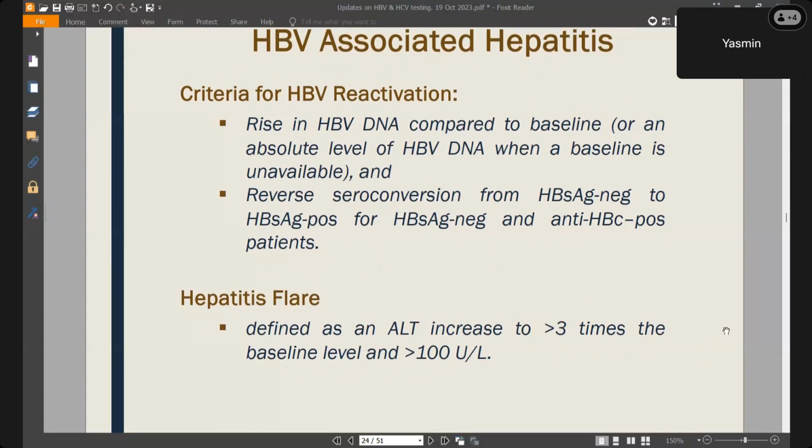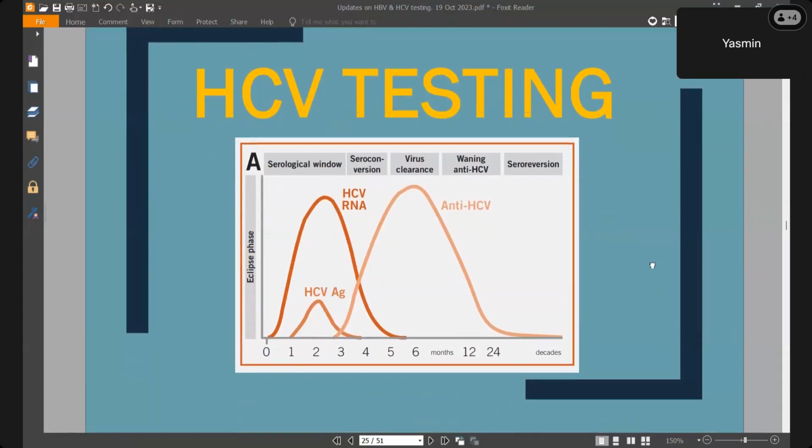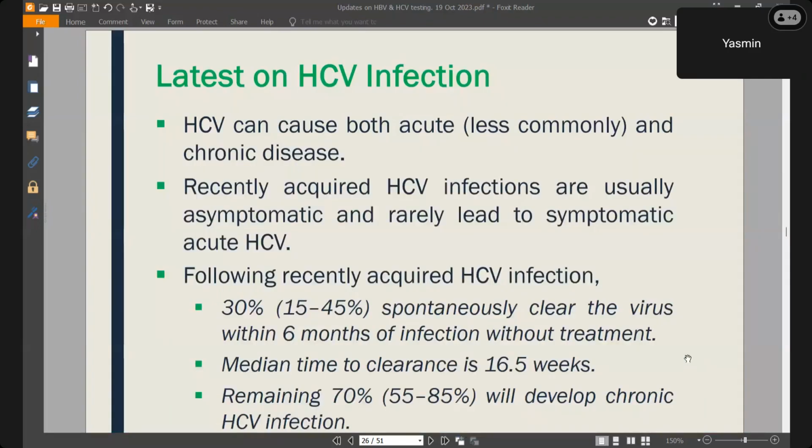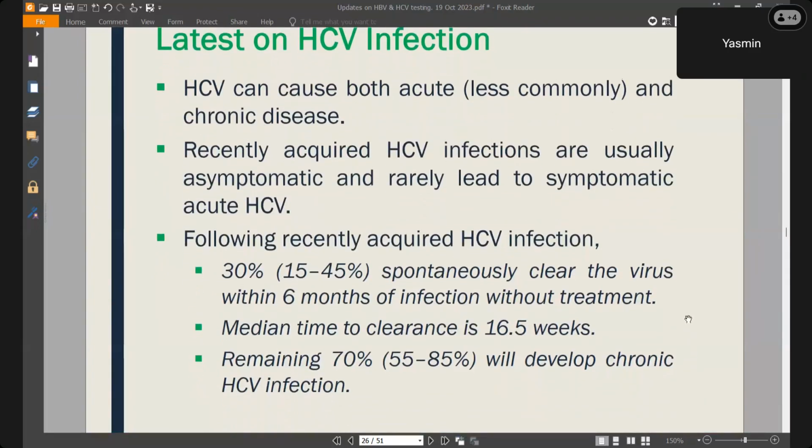So next, I hope you stay with me to do Hep C. Now, with hepatitis C testing, I need to update you with regards to the infection itself. From the very beginning, I used to tell everyone, don't worry about acute. And it has been confirmed that while it can cause acute and chronic, acute is rather uncommon.